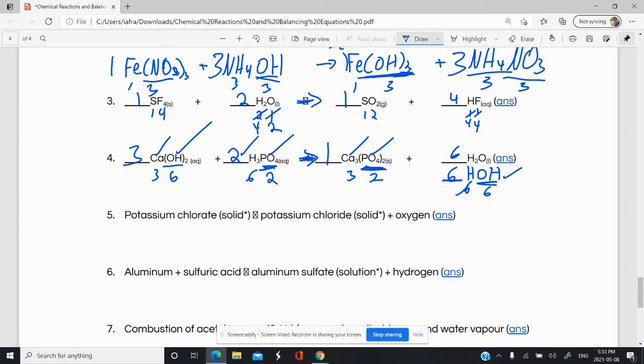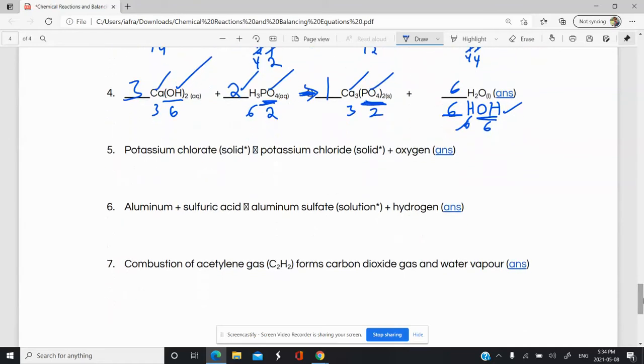And so our equation is balanced at 3, 2, 1, 6, and it has to be reduced. So if you had 6, 4, 2, 12, you'd have to reduce it to 3, 2, 1, 6. All right, so let's go ahead and try out the next few examples.